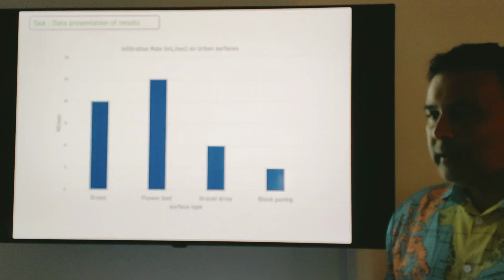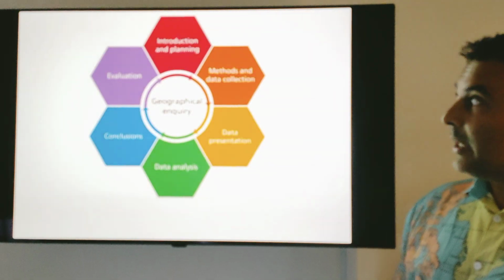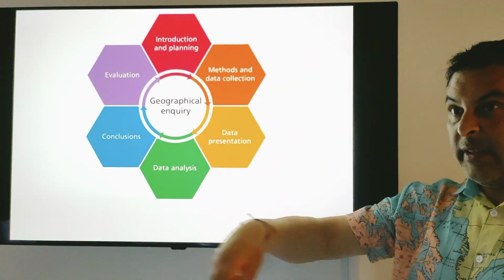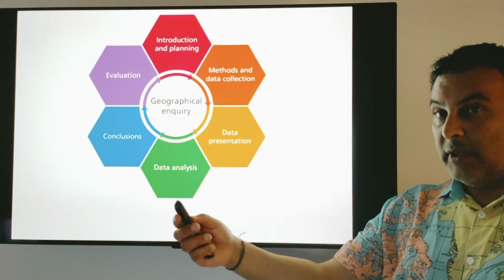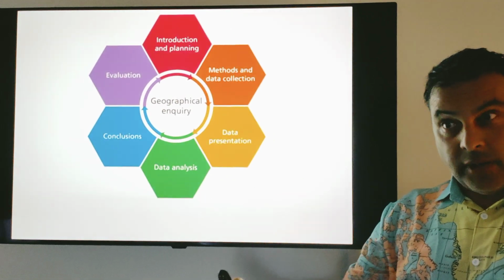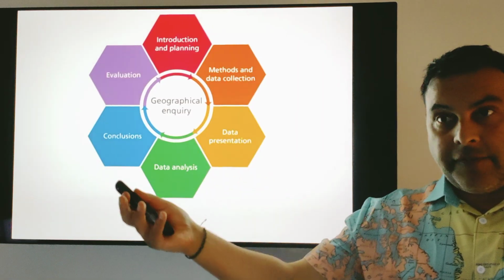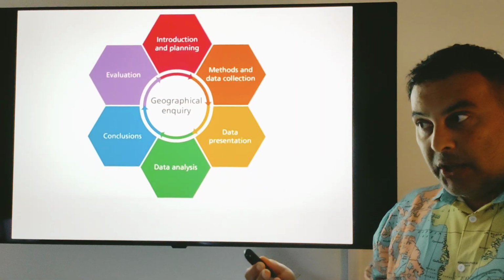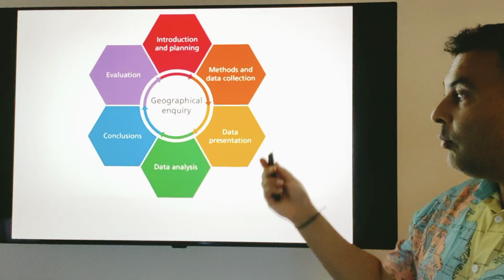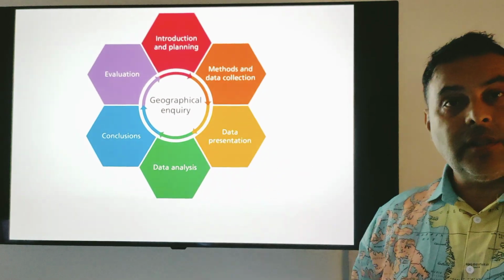And there we have it. So let's look at our next stage. We've done an introduction and planning. We've looked at the area of research we want to look at. We've looked at our inquiry question. We've come up with a hypothesis, a prediction. We've gone into the field. We've taken the measurements, recorded in our data sheet. We've presented our data. Now we want to do some analysis.